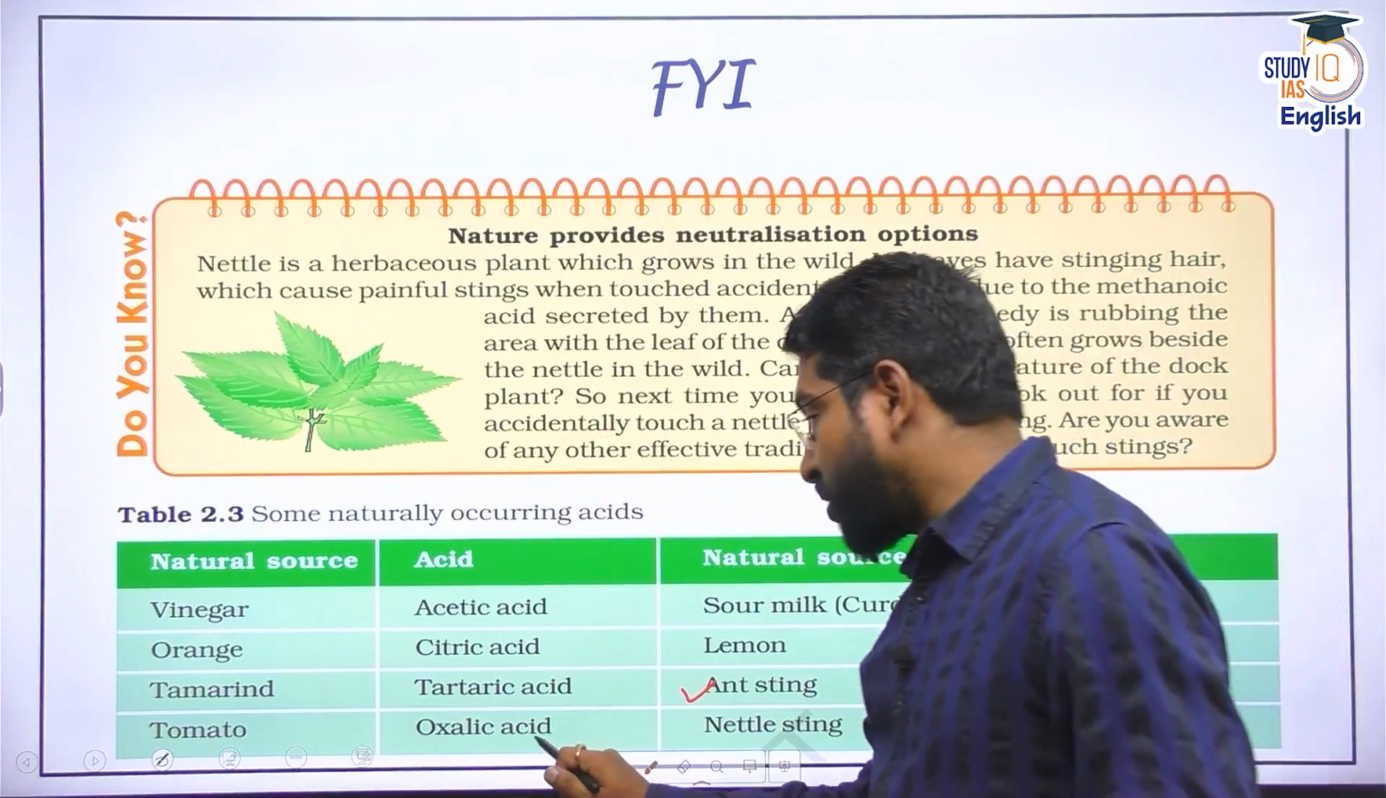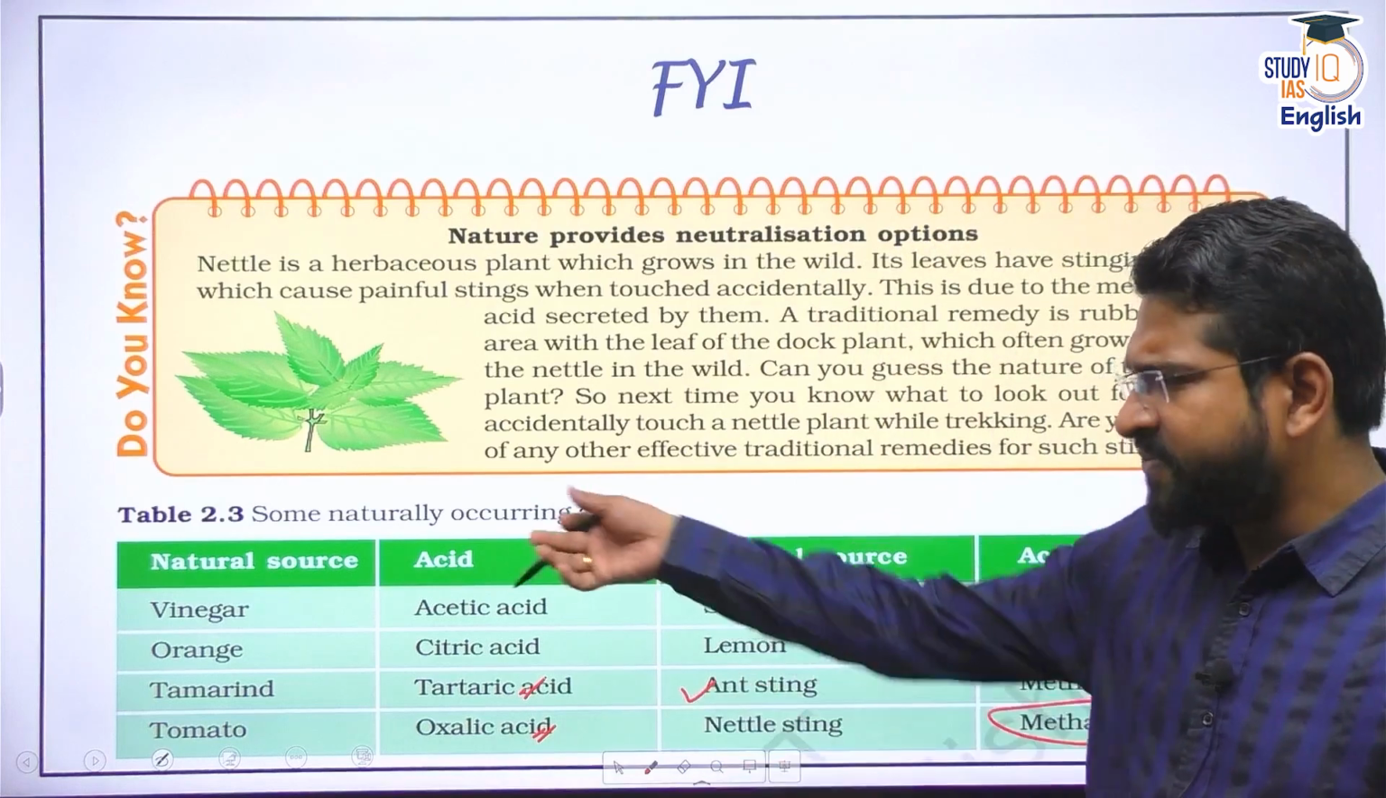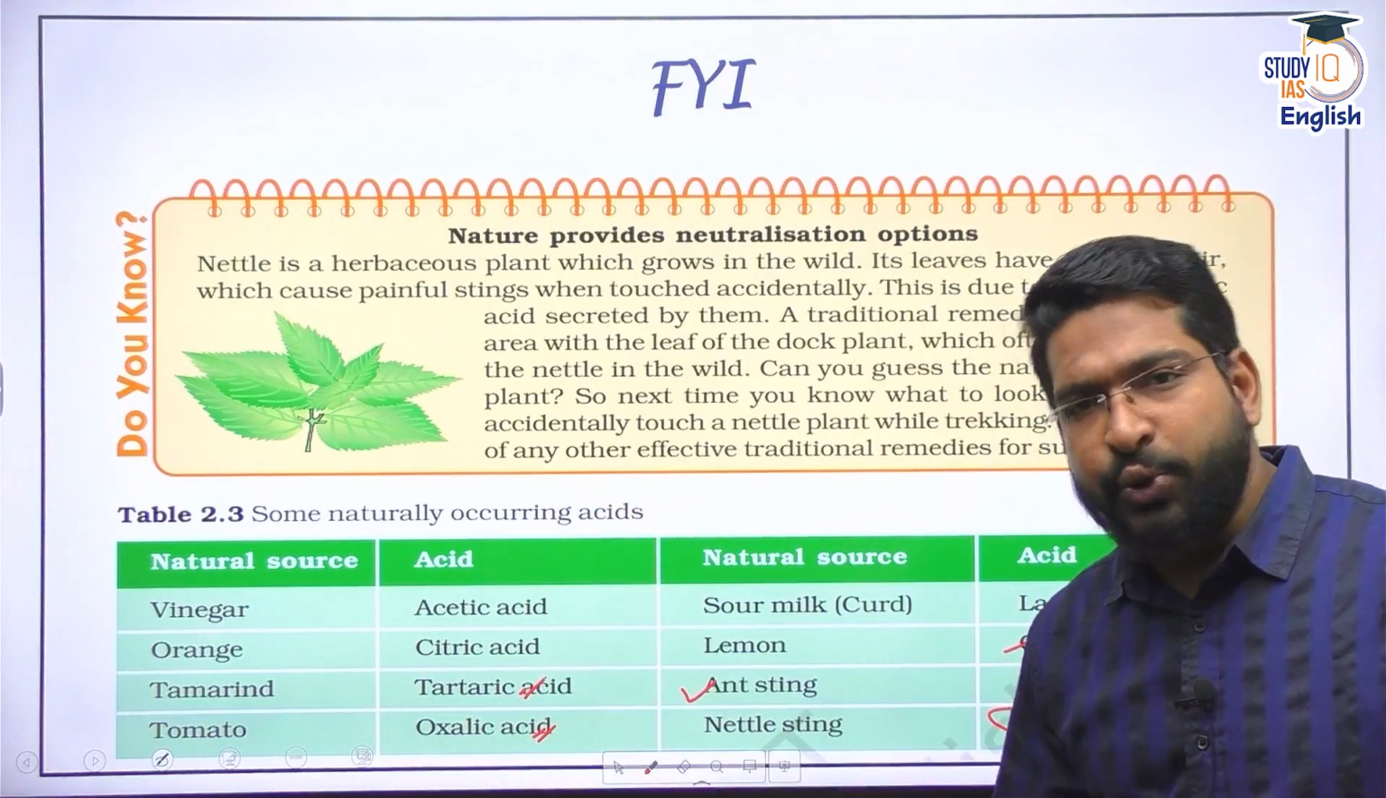In tomato, you have oxalic acid. In tamarind, you have tartaric acid. Orange has citric acid. Citrus fruits have citric acid. Vinegar has acetic acid. I told you this.